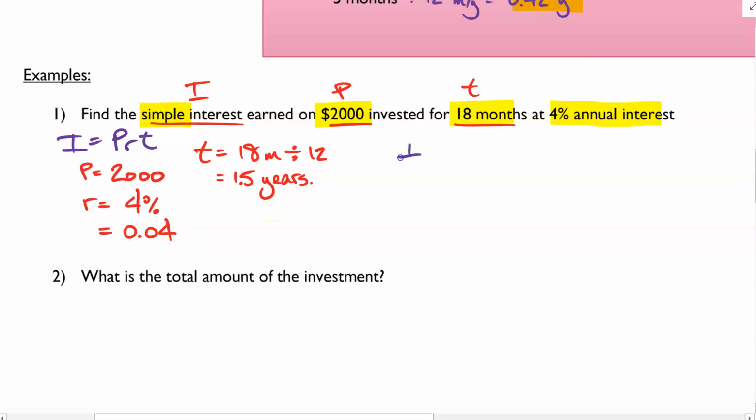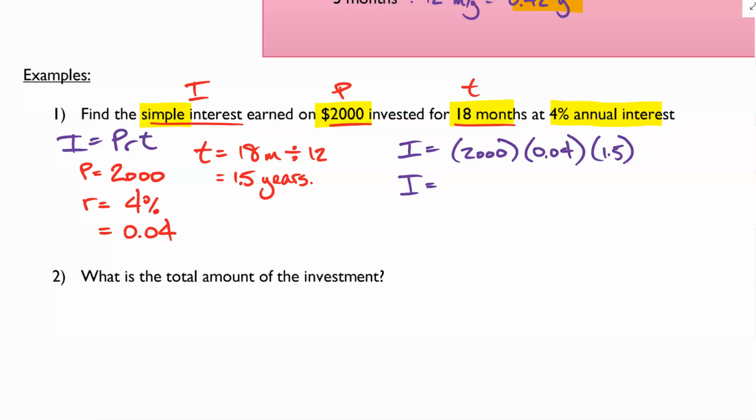Okay, so I is equal to, let's write it out in substitution, 2,000 times R, which is 0.04, times T, which is 1.5. Okay, and I is equal to, and then there you go, right? 120 bucks. $120 was earned.